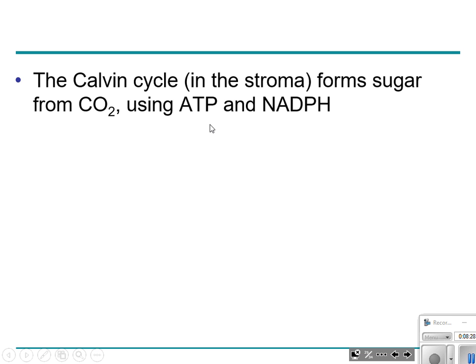What is ATP? Adenosine triphosphate. ATP. And remember, ATP is where we get what? Our energy. ATP is where we get our energy. So that's going to be a player here that we need.